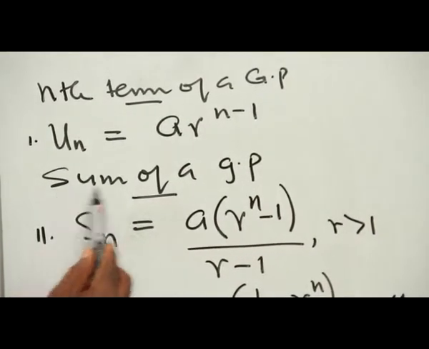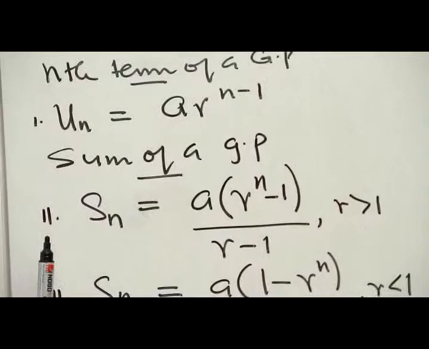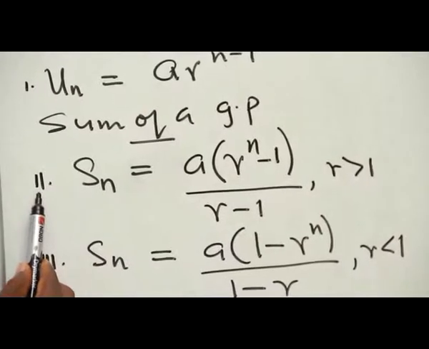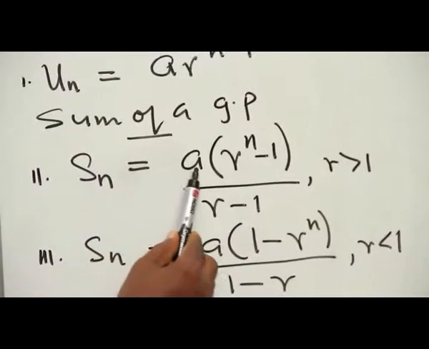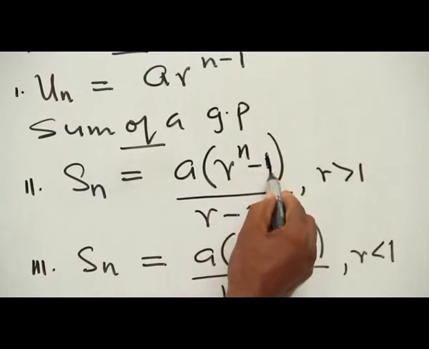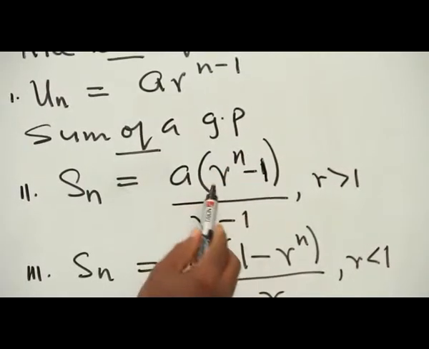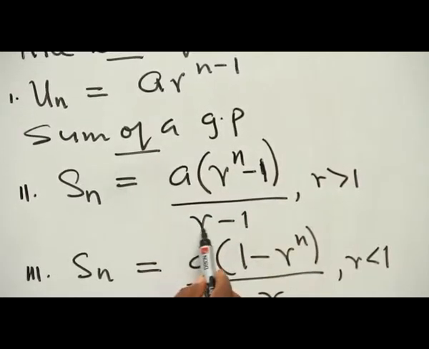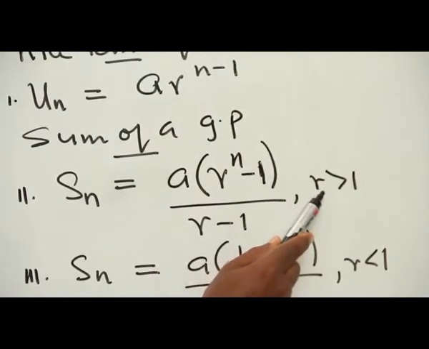Now we also look at the sum of a geometric progression. We have two formulae for the sum of a geometric progression. The first one, 2 here, is the sum of n terms is equal to a into r raised to power n minus 1. Please, it is not r raised to power n, not r raised to power n minus 1 alone, but r raised to power n minus 1 all over r minus 1. This is when the value of r, which is the common ratio, is greater than 1.